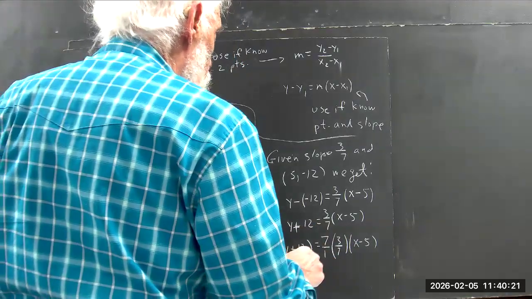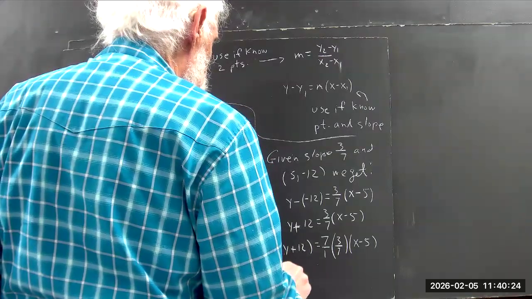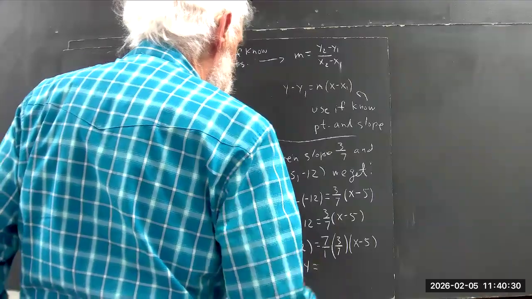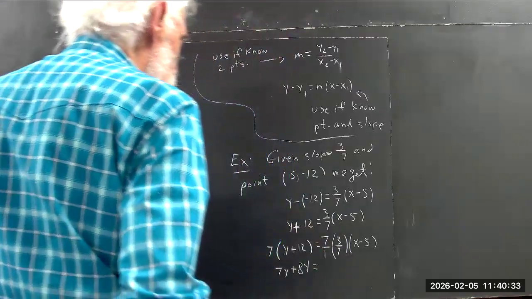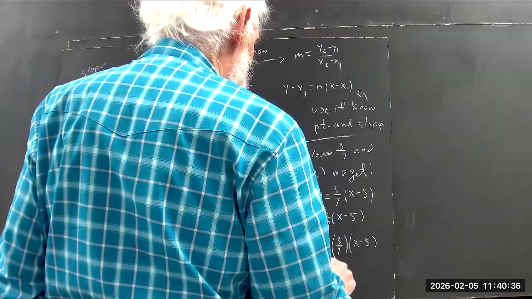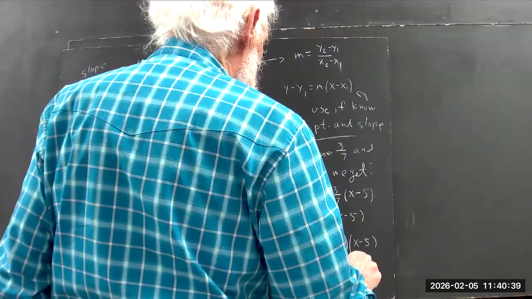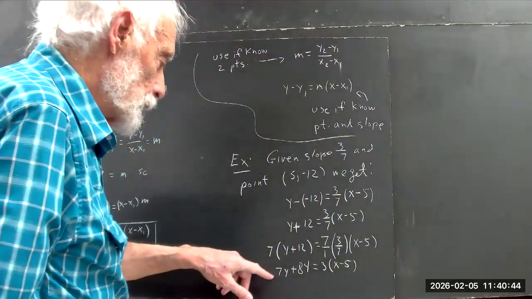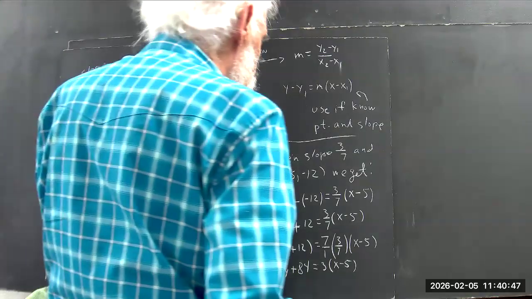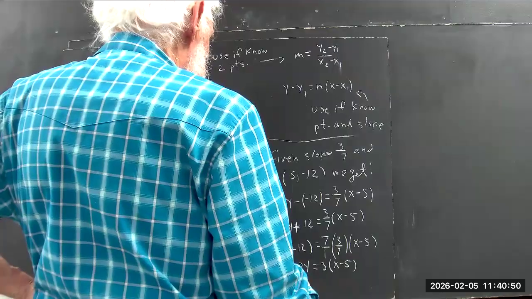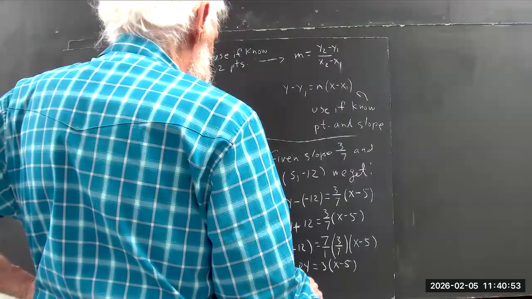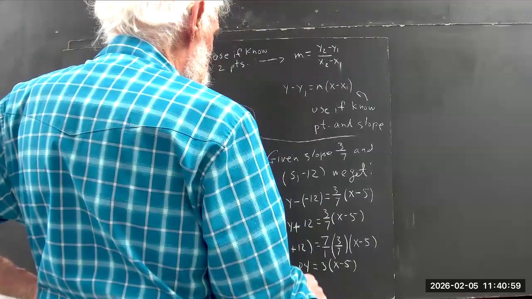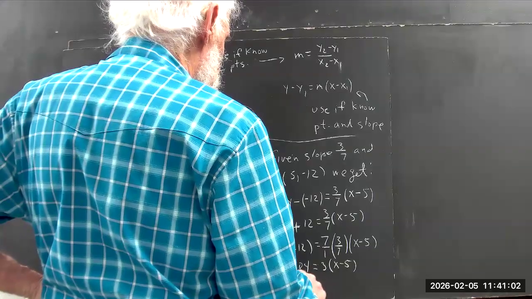Multiplying 7 times the quantity y plus 12, 7 times y gives us 7y. 7 times 12 gives us 84. Multiplying 7 over 1 by 3 over 7 gives us 3. And we still have our x minus 5. So the right-hand side reads 3 times the quantity x minus 5. Left-hand side reads 7y plus 84. I'm running out of room. I didn't intend to do this many steps. But we subtract 84 from both sides.